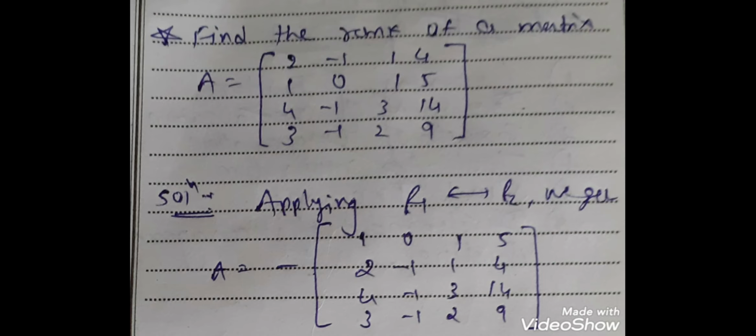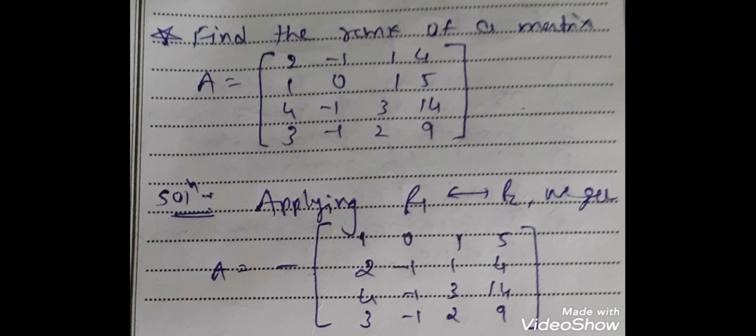Let us discuss one more example of finding the rank of a matrix. Here we take the matrix A, which is of order 4, a 4 by 4 matrix, where 2, minus 1, 1, 4 are the elements of the first row, 1, 0, 1, 5 are the elements of the second row, 4, minus 1, 3 and 14 are the elements of the third row, and 3, minus 1, 2 and 9 are the elements of the fourth row. Here we apply elementary operations on this matrix, then we get the rank of the given matrix.